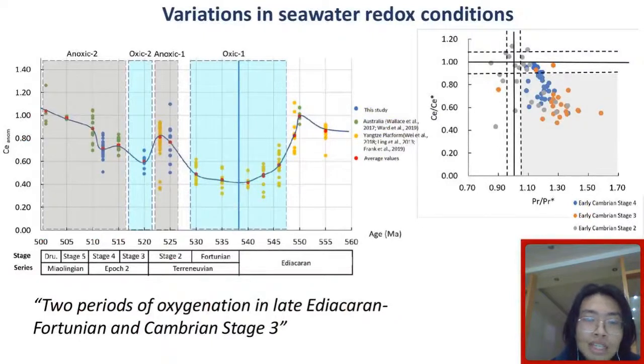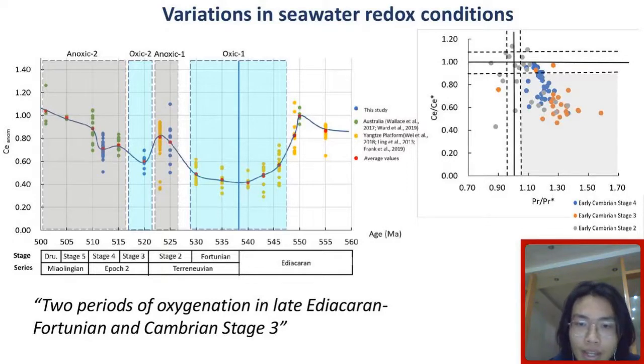Secondly, it's about variations in seawater redox conditions. We use LA-ICP-MS to detect the cerium anomaly profiles in different ages in early marine cement. The right diagram shows the distribution of cerium anomaly data in different ages. The gray zone is the true negative cerium anomaly data, which shows oxic environment. In early Cambrian stage 2, the gray dots show the appearance of a strongly negative cerium anomaly and slightly positive cerium anomaly. It indicates the transition between oxic and anoxic environment.